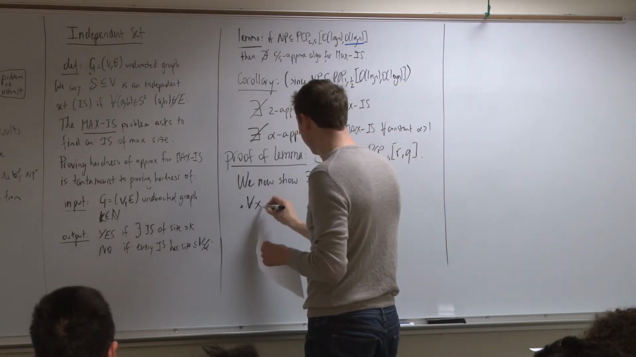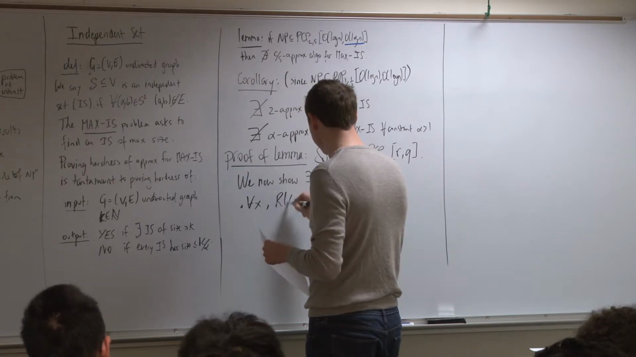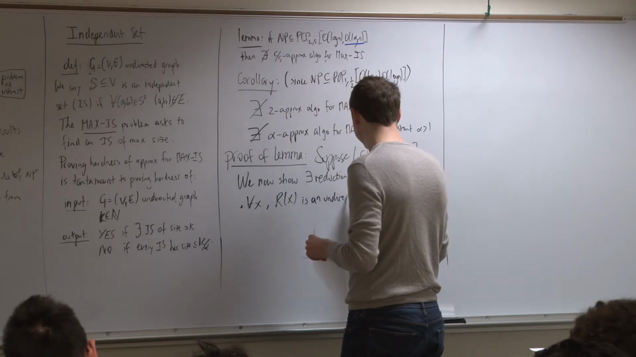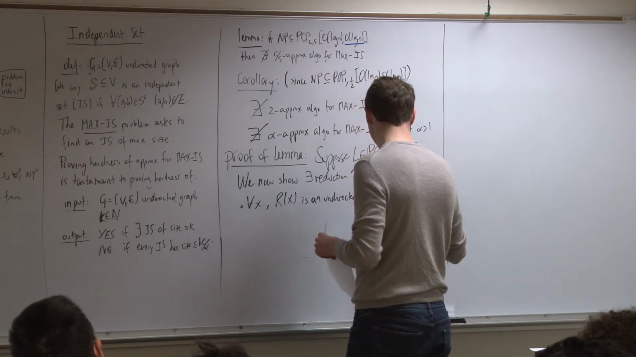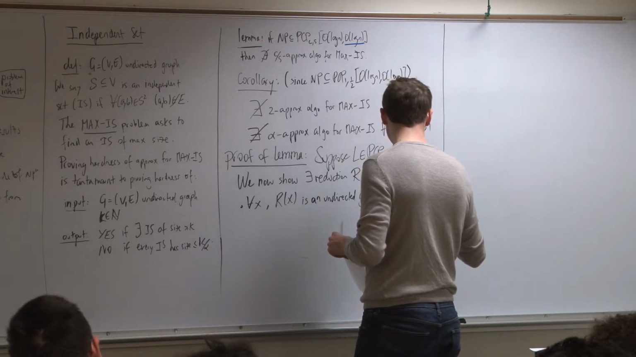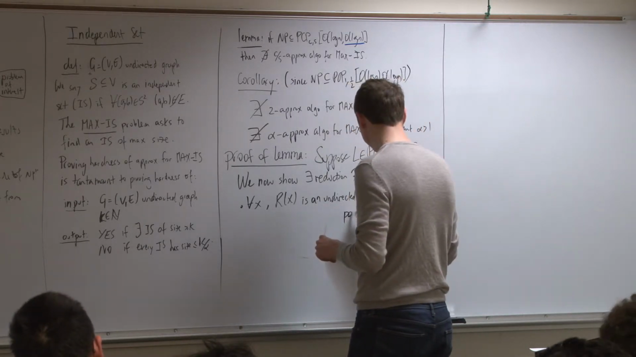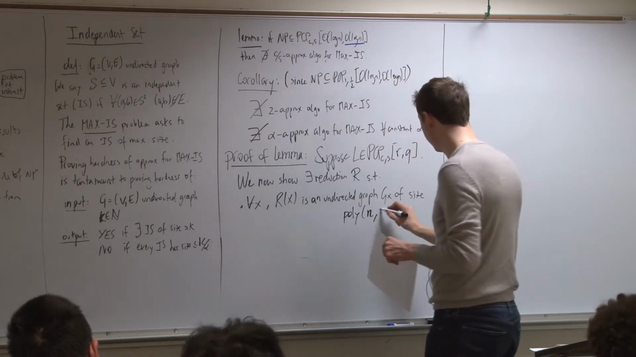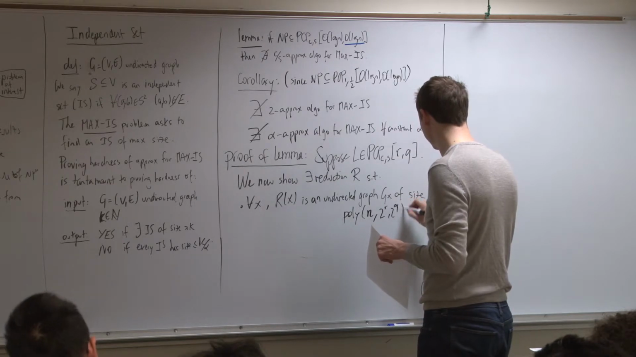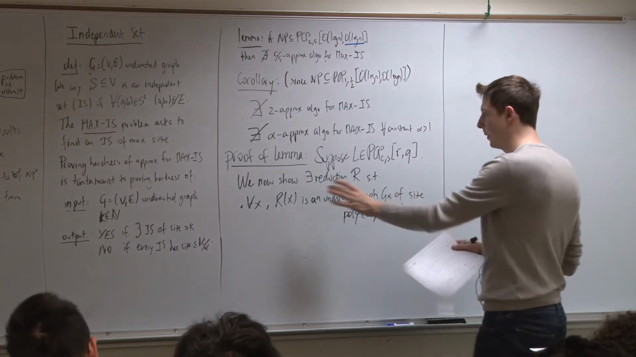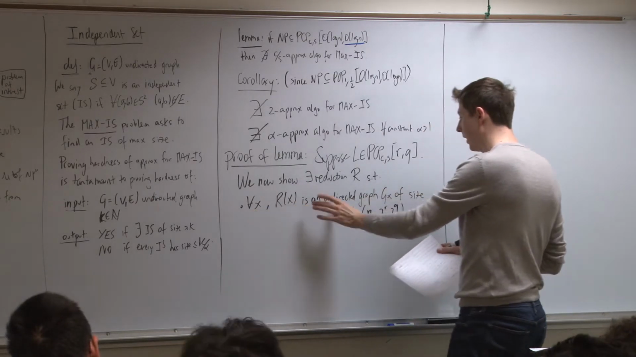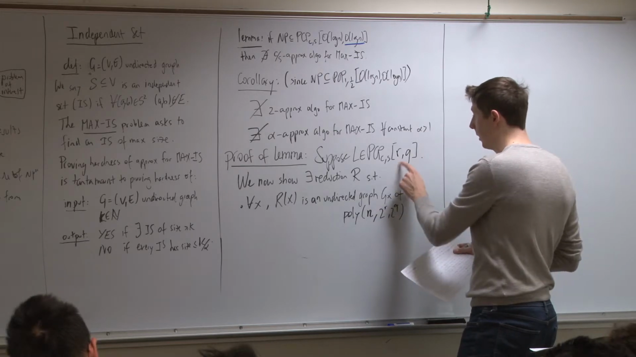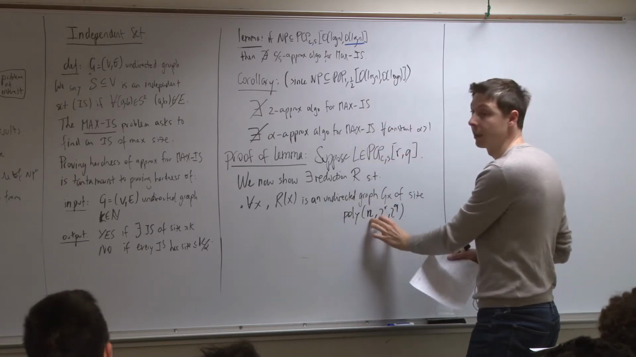first, for every x, R of x is an undirected graph, let's call it G of x, of size poly n, which is the size of x, times 2 to the r, times 2 to the q. We're going to show a way to map an instance of the language L to an undirected graph that is basically polynomial in n with an exponential dependence in r and q. Now, eventually, r and q will be logarithmic, so the entire thing will be polynomial.